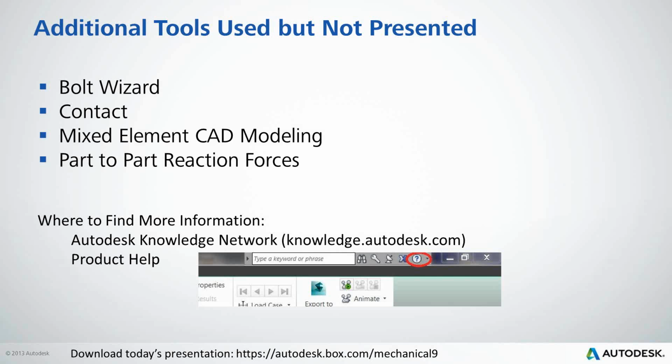By default, we don't see reaction forces from one part to another part in the linear static stress, so you have to change some settings in order to see that. That was mentioned in a past webinar on welding, and if we have time or a question, we can go back and I can demonstrate that for you again. But still, like before, you can find this information on knowledge.autodesk.com, or in-product help can definitely fill in for you.